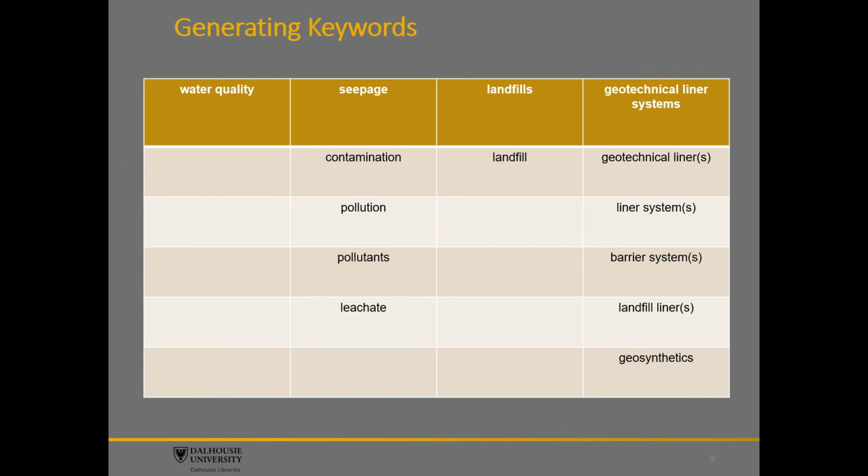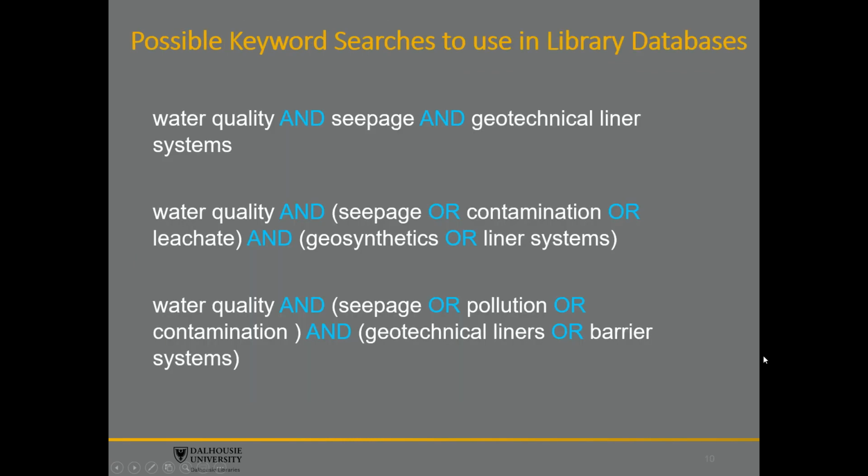And what you would do then is think of search strings to use within library databases. So a very basic search string for my topic could be water quality and seepage and geotechnical liner systems. So you would be inserting the words in white, and the library database inserts what is known as the Boolean operator, in this case AND.